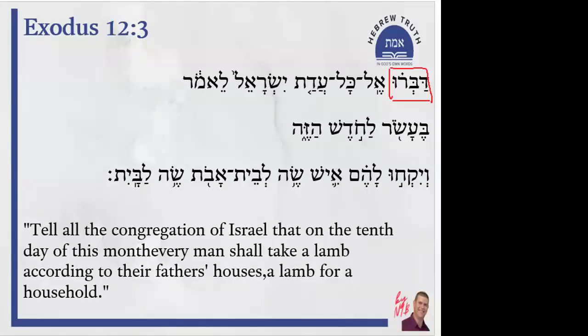So we should pronounce it, though not many people really do pronounce it that way. Something like daberu with a b, kind of an emphasis, almost a duplication of that consonant. Okay, so that's a strong dagesh.